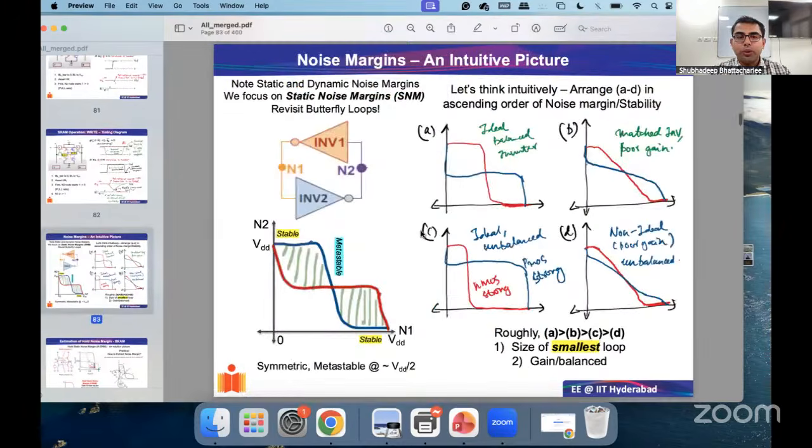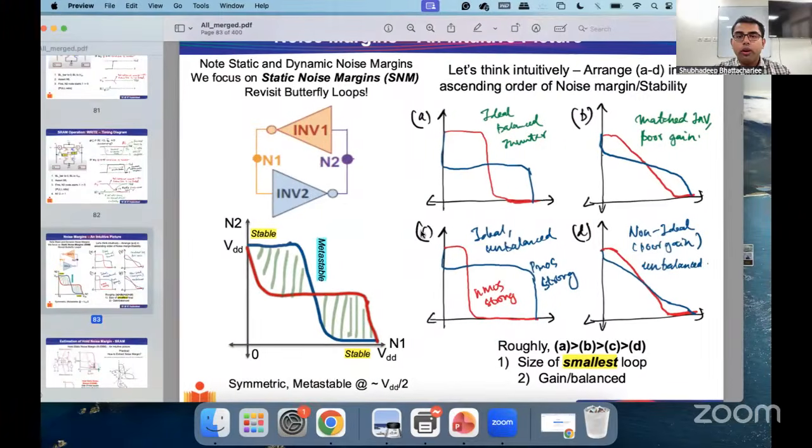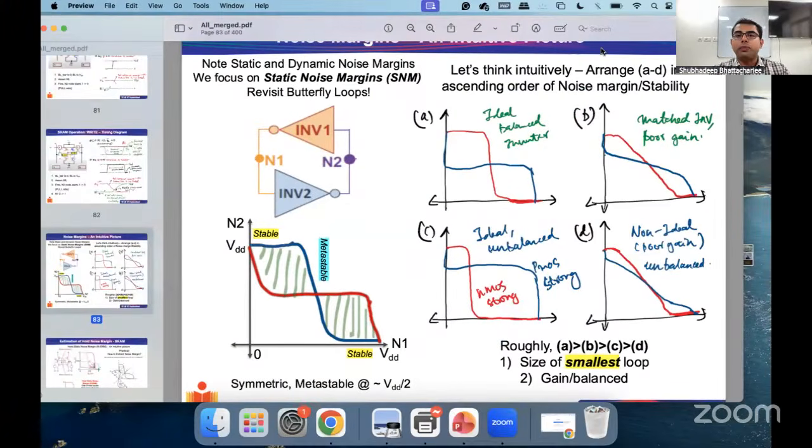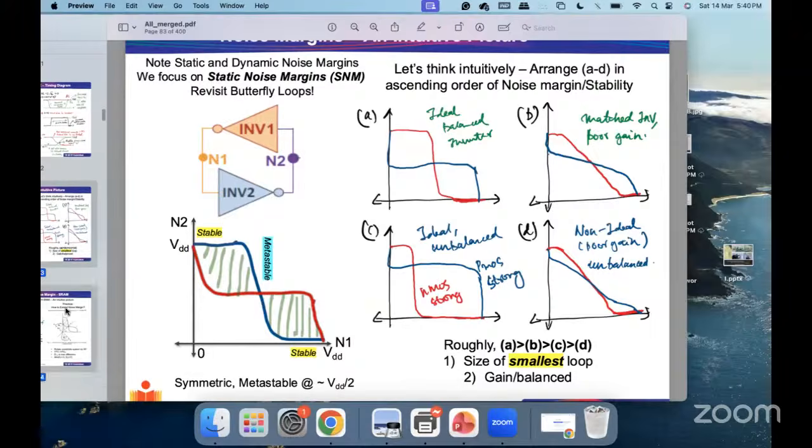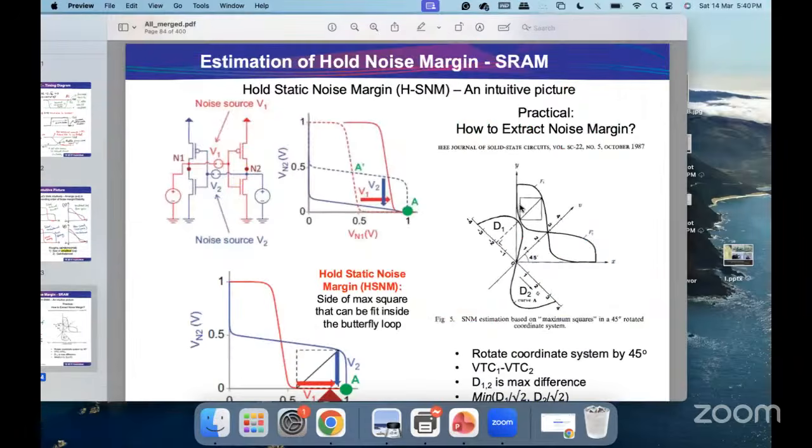Let's look at it from first principles. What does noise margin really depend on? As we saw, for the time being, sticking to static noise margins, it depends on the maximum square that you can fit inside the smallest of the loops. That is what we kept seeing. And this was the formulation to calculate that: you tilt it by 45 degrees and keep calculating a difference.